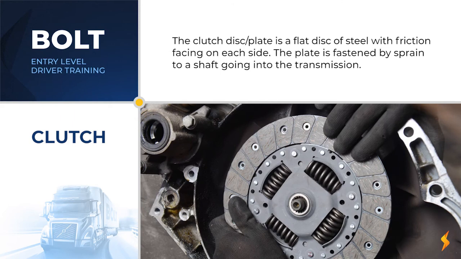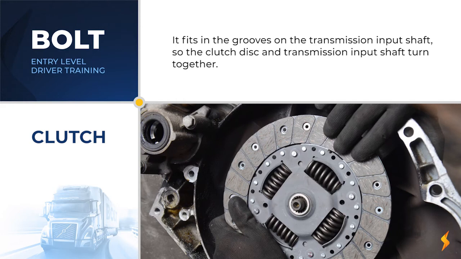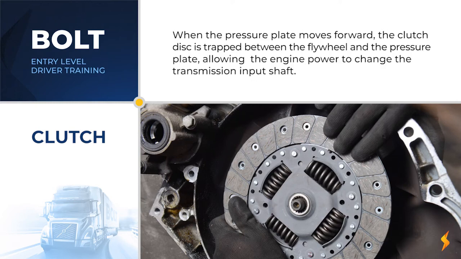The clutch disc, or clutch plate, is a flat disc of steel with friction facing on each side. The plate is fastened by splines to a shaft going to the transmission. It fits into grooves on the transmission input shaft, so the clutch disc and the transmission input shaft turn together. When the pressure plate moves forward, the clutch pedal is released, the clutch disc is trapped between the flywheel and the pressure plate, allowing the engine power to turn the transmission input shaft.